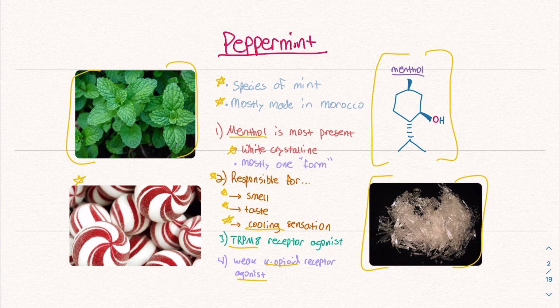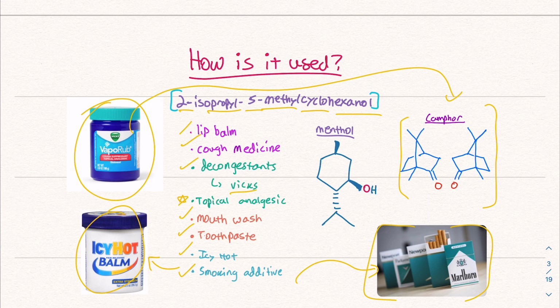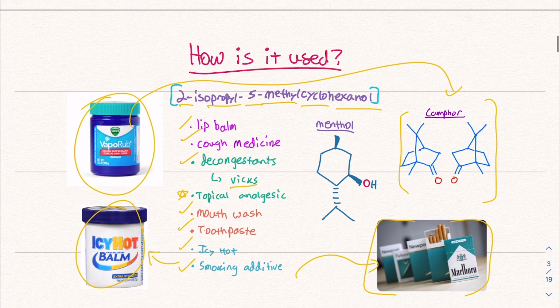It activates the TRPM8 receptor, and it activates an opioid receptor, but very minimally. We talked about how it's used. Things like lip balm, cough medicine, decongestants, toothpaste. It's used as a smoking additive. All of this takes advantage of its very effective cooling properties.